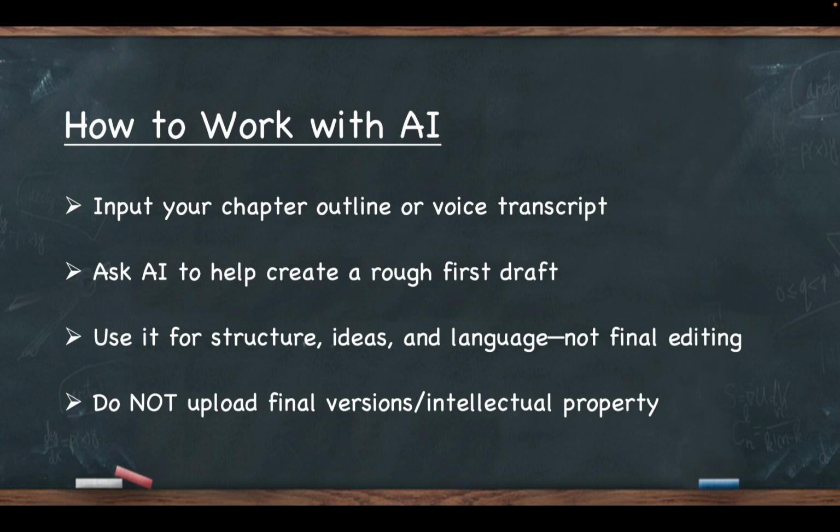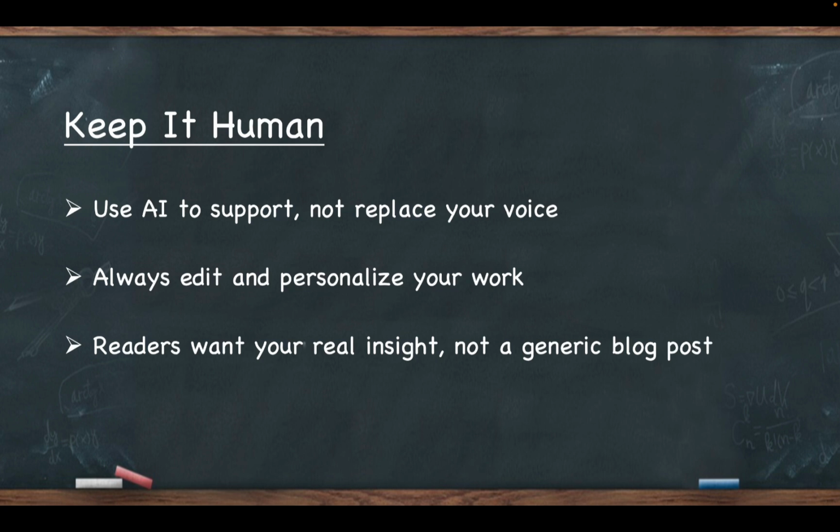Another option is that you can use it for structures and ideas and language, not final editing. Lastly, and which is my own standing rule for working with AI, do not upload final versions of your book and do not upload your intellectual property on artificial intelligence, just to stay safe. If you feel like you can get away with it, if you feel like you're not bothered about safety, you can do this. You can even get ChatGPT to generate the entire book for you. People have done it and they most likely will continue to do so.